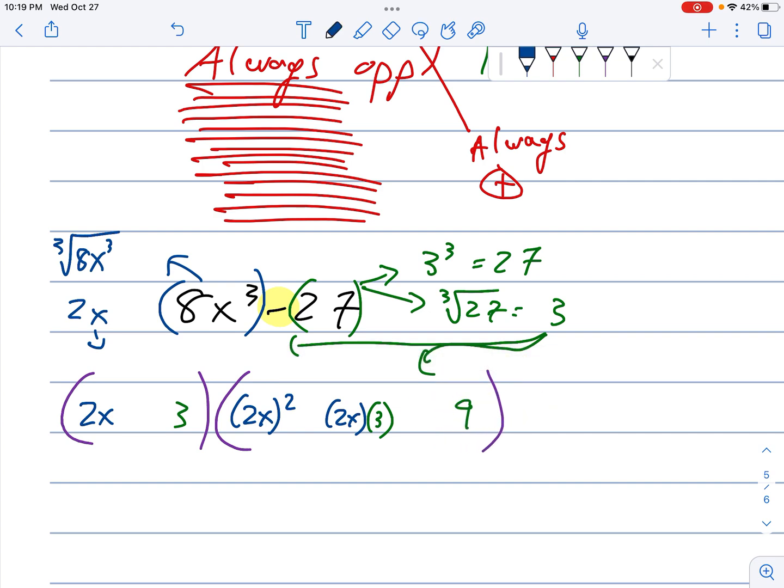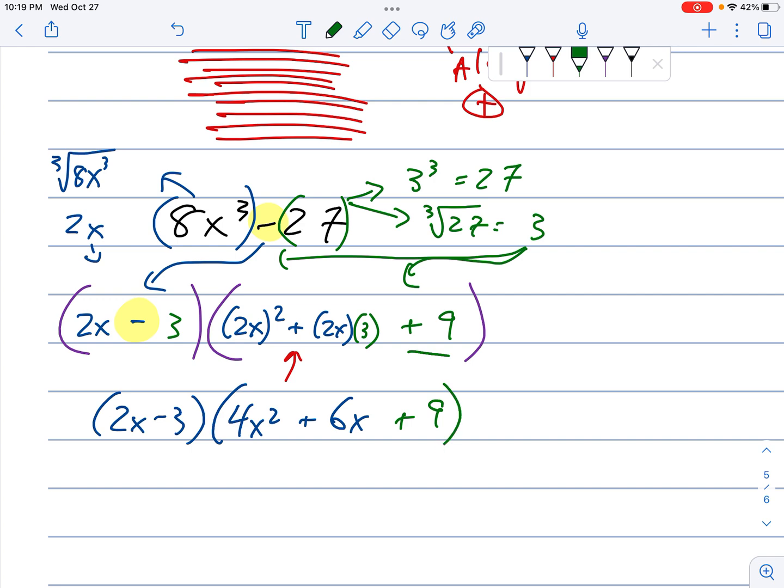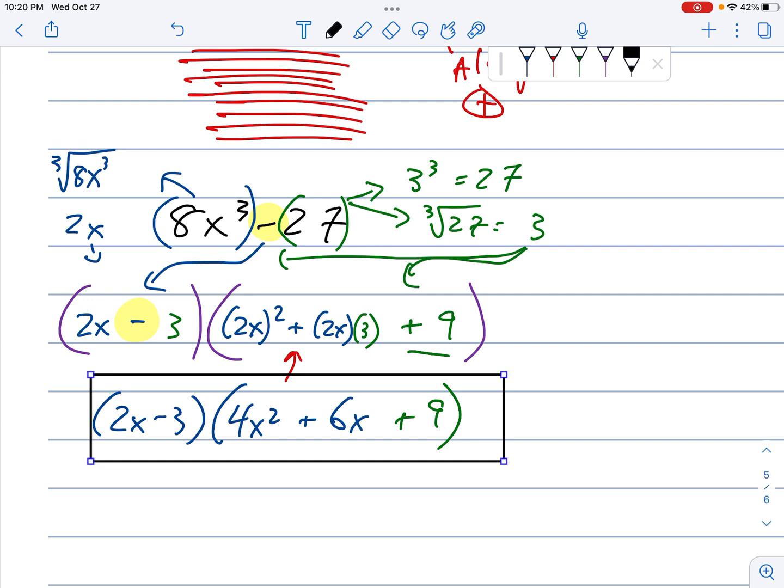Now the signs. Always matches. Always opposite. Always plus. Okay, we make this look a little neater: 2x minus 3. It's this whole thing, right? The whole first term cube rooted is 2x. You're squaring the 2x to get a 4x squared. That's why I wrote it in parentheses. Plus 6x plus 9. And this is my final answer. Okay?